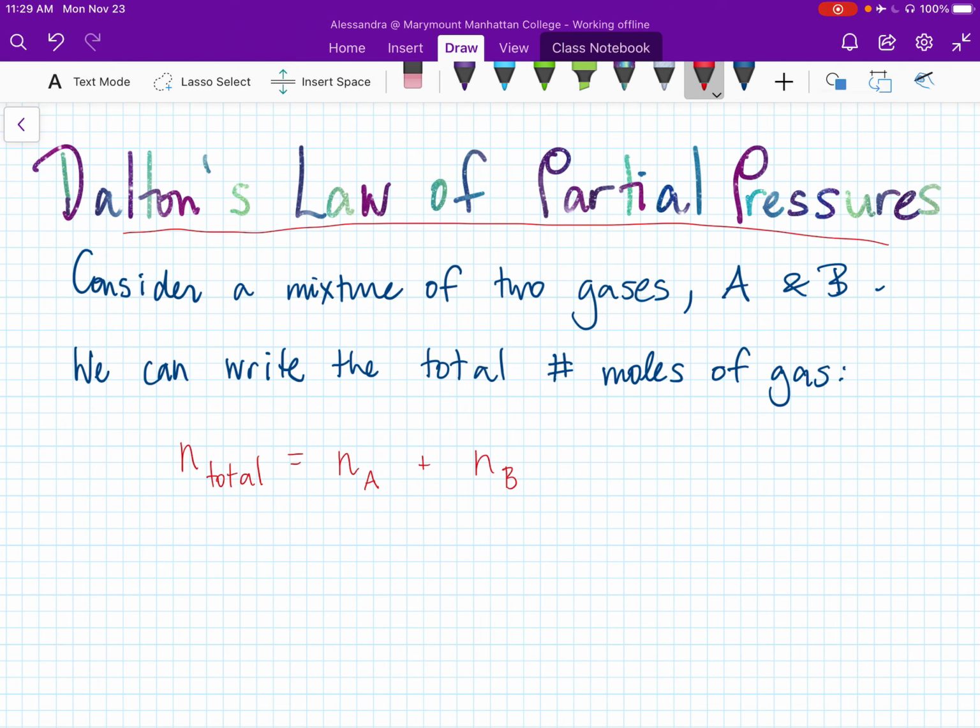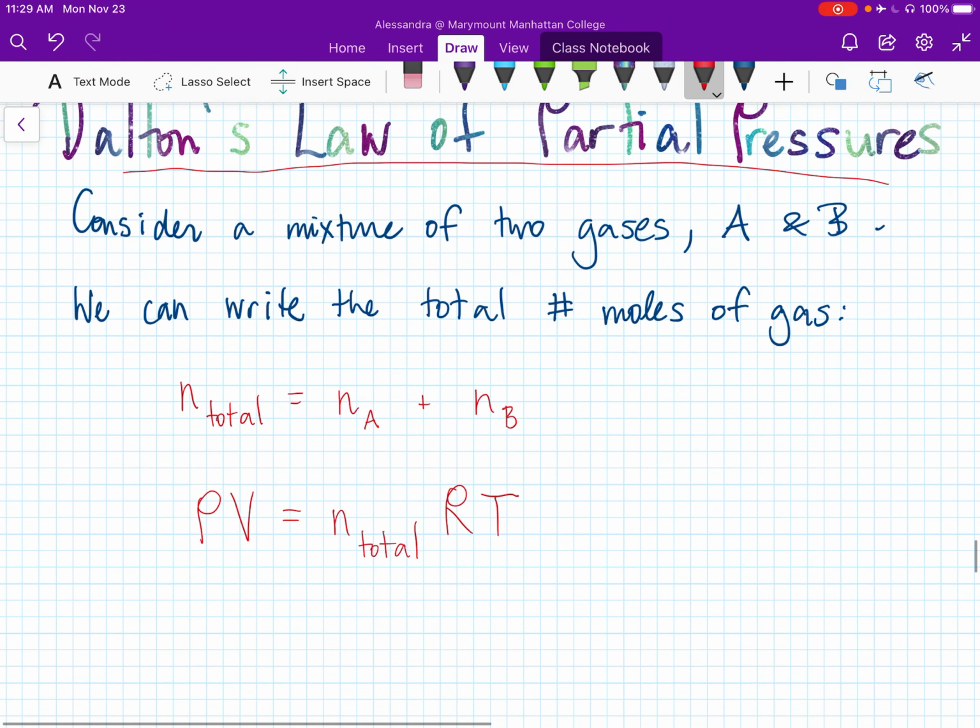Now, let's take this and substitute it into the ideal gas law. The ideal gas law is PV equals nRT. So here we have PV equals nRT, where n is N total, the total number of moles of gas. So this is just expressing the ideal gas law for a mixture of gases where the total number of moles of gas is the number of moles. So remember that N total equals NA plus NB.